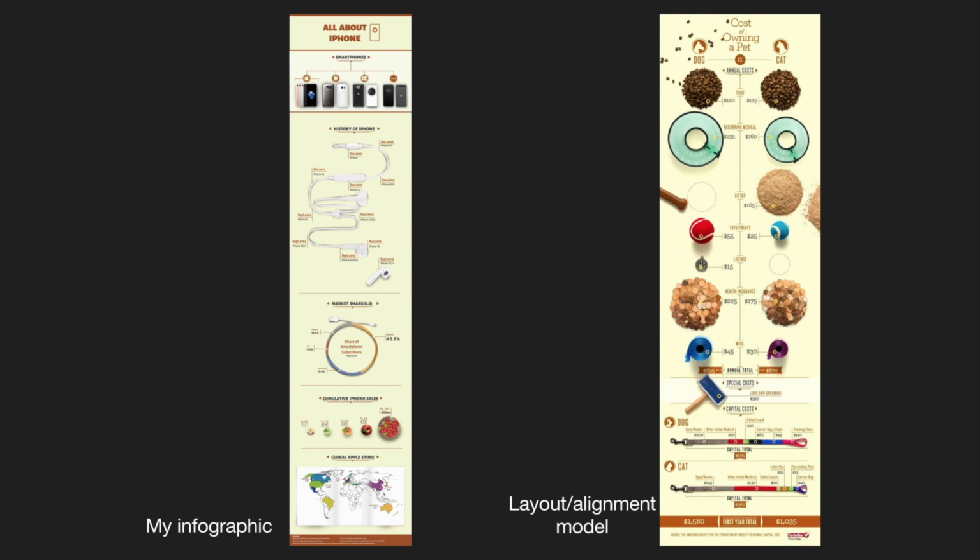Here is my layout alignment model. My infographic looks similar to the model in terms of alignment. For both displays, the sections were all vertically aligned while some visual elements such as charts are aligned horizontally. As you can see on my infographic, the second number display, the apples are aligned horizontally, which is similar to the chart of capital total on the model.